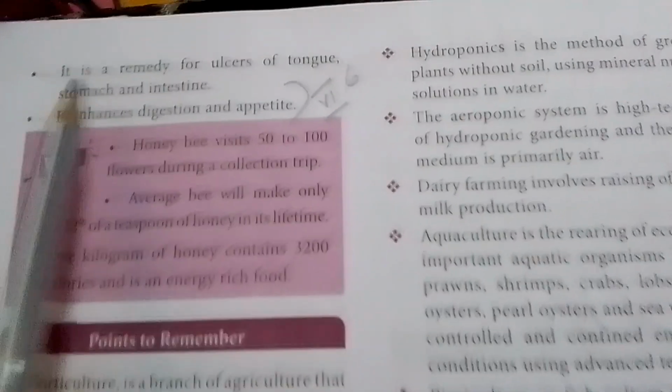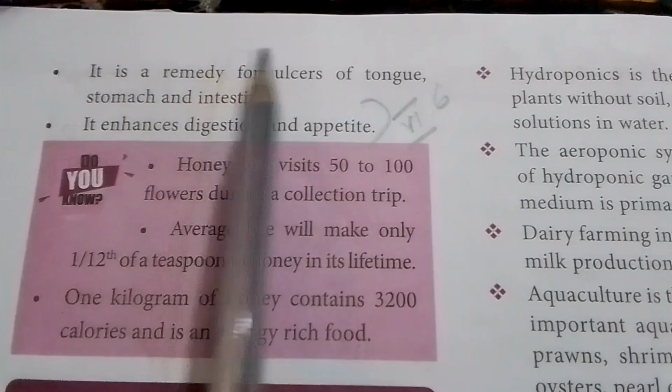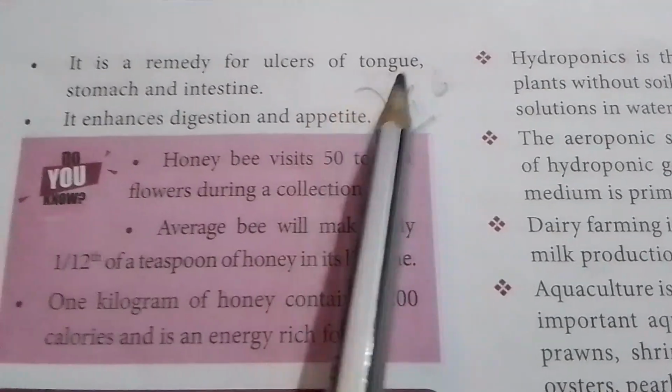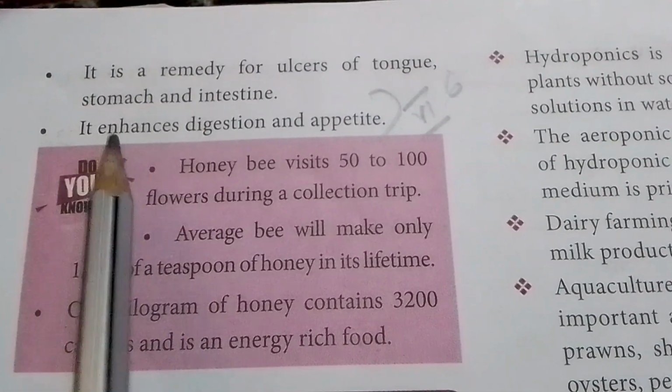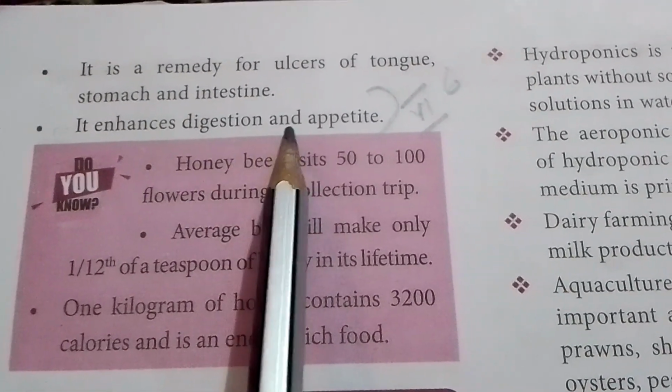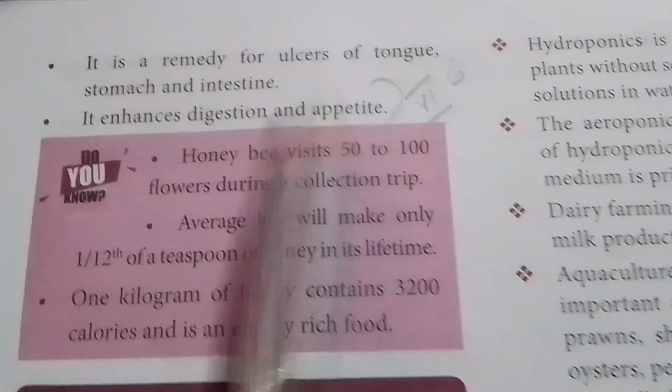Then fifth point, it is a remedy for ulcers of tongue, stomach and intestine. Then sixth, it enhances the digestion and aptitude. இது வரைக்கும் sixth Roman letterல sixth question answer. இதில் நீங்கள் any 4 points எழுதிக்கலாம்.